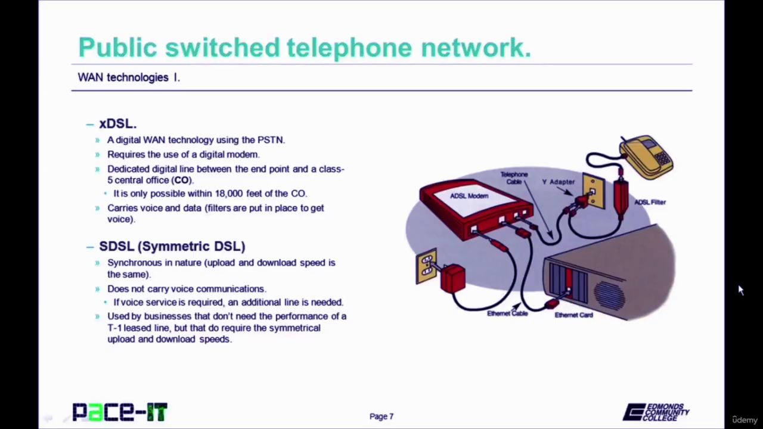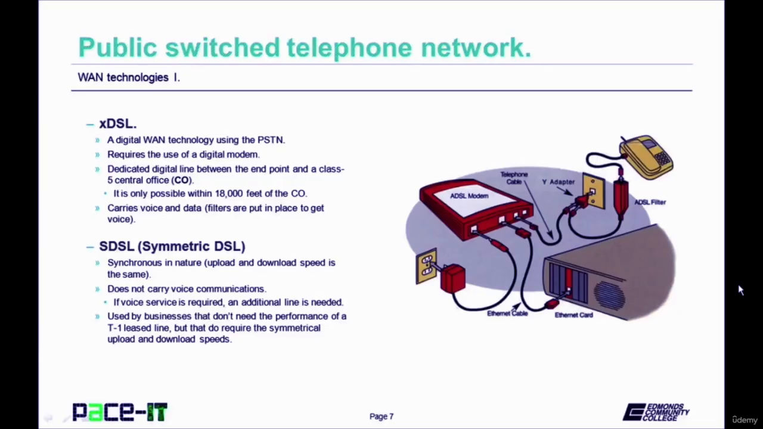When it does carry both, filters are put in place in order for the voice signal to come through without any interference. Now let's move on to the different types of DSL. And first up is symmetric DSL, or SDSL. Symmetric DSL is synchronous in nature. That means that the upload and download speeds are the same. SDSL does not carry voice communication. So if you need voice service, an additional line is going to be needed.